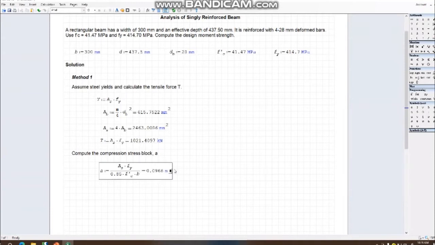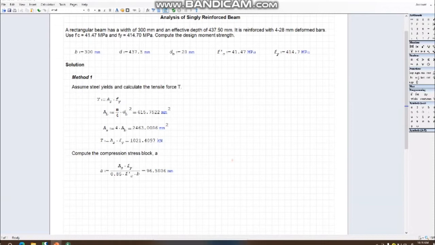So we have our A is 96.56, okay? 96.58 millimeters. So we have sufficient information now to verify whether our assumption is correct. Okay, we have our A, then we can ultimately determine our C, and finally compute the stress, the strain in the steel.